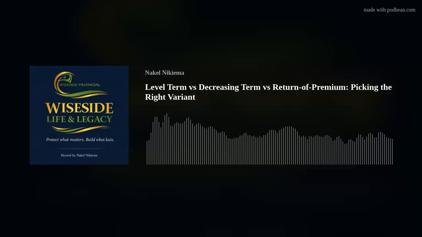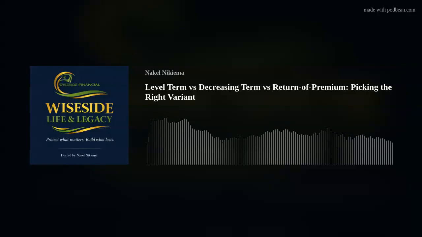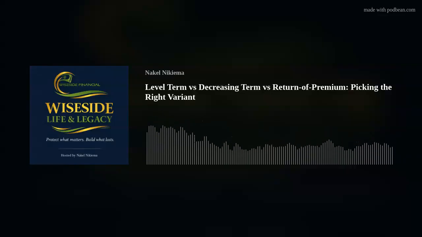Now let's move to the third variant, and this is the one you've probably seen advertised, return of premium term. Return of premium, often called ROP, is basically term insurance with a refund promise attached. The pitch is simple: if you outlive the term, the insurer gives you back the premiums you paid.